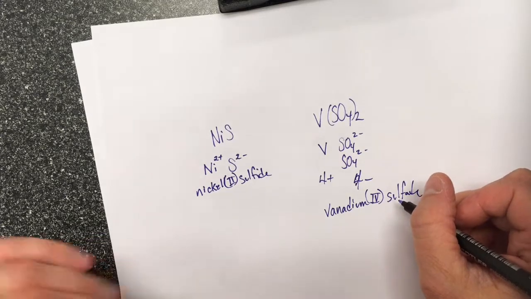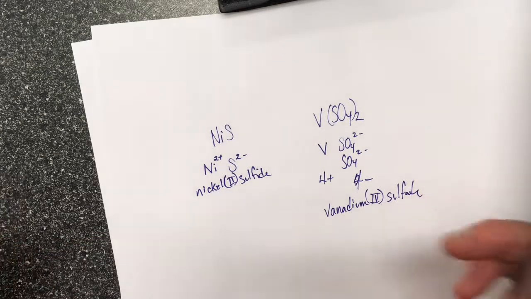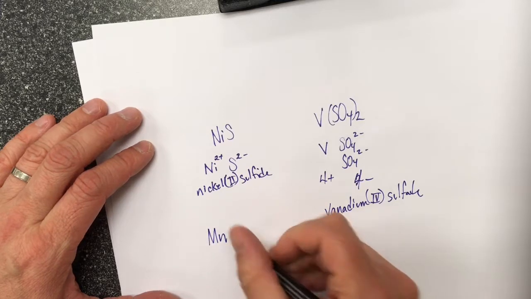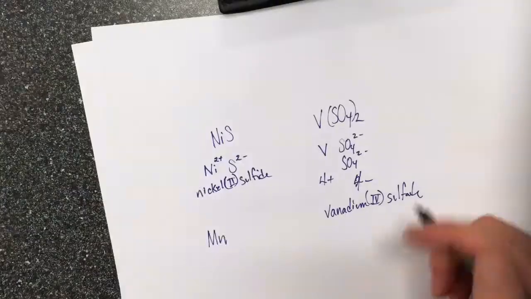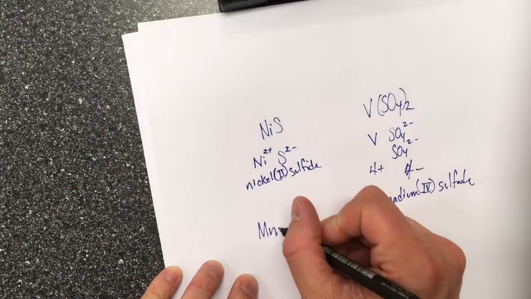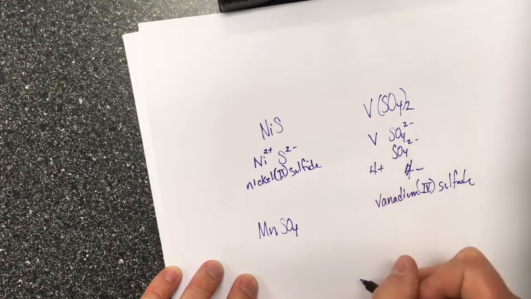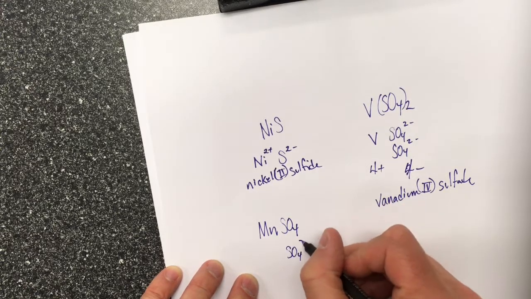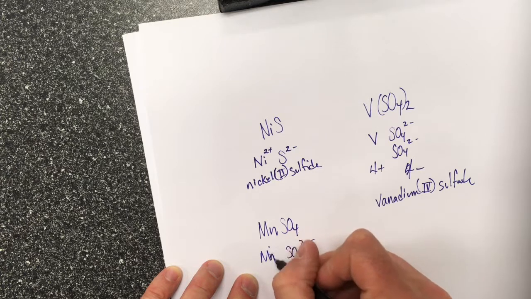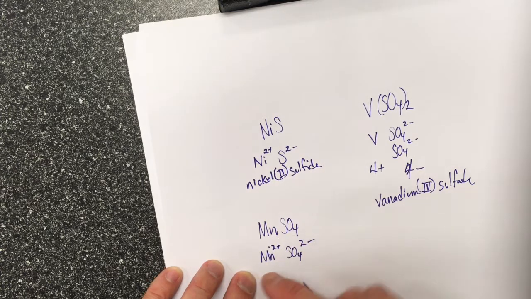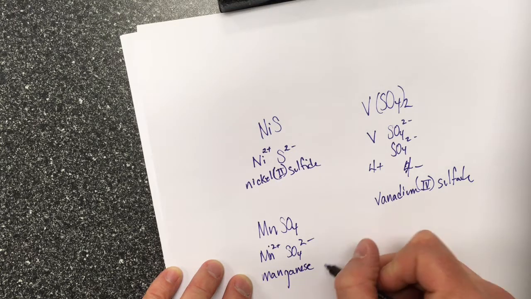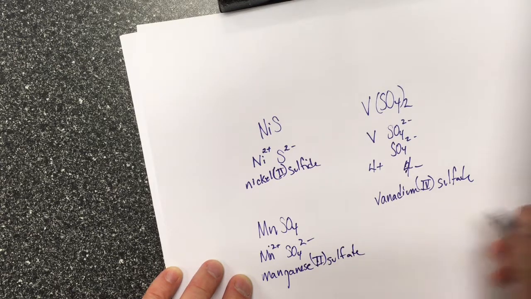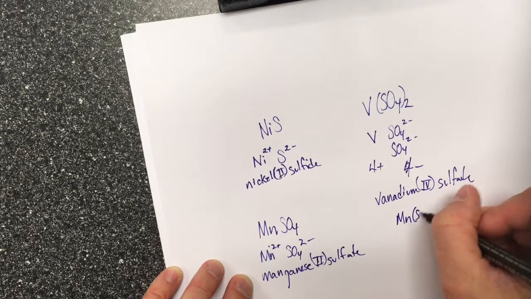And I think the ones that are hardest to keep track of are the ones that are both even. So if you have manganese, manganese can either be 2 positive or 4 positive. And so if I have MnSO4, one sulfate has a 2 negative, then the manganese has to have a 2 positive because there's only one of them. So this would be manganese 2 sulfate. And if I wanted manganese 4 sulfate, it's going to be this.